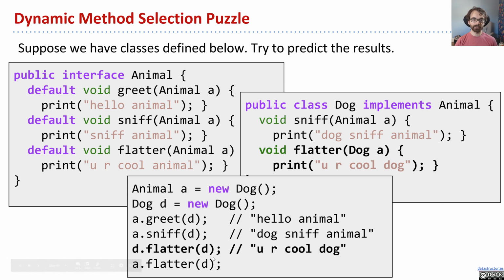So in this case, Java says animal. Do you have a method called flatter that can handle a dog? Yes, okay, here it is. And then some of you might have thought, okay, well, dog has a better one, and so it should be you are cool dog because this is more specific. But actually, the correct answer is you are cool animal.